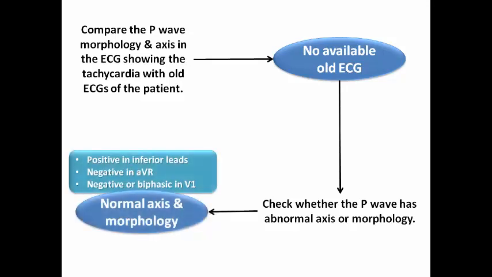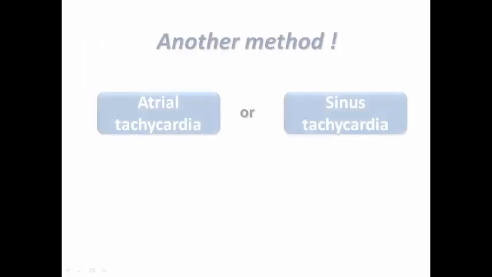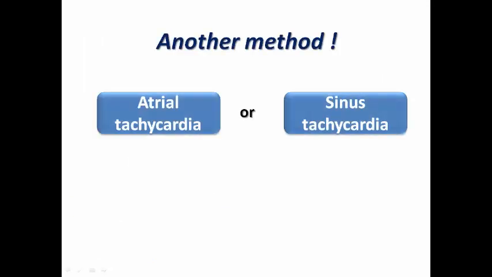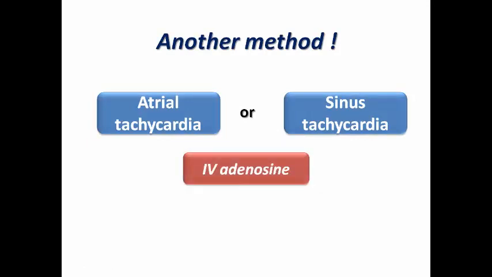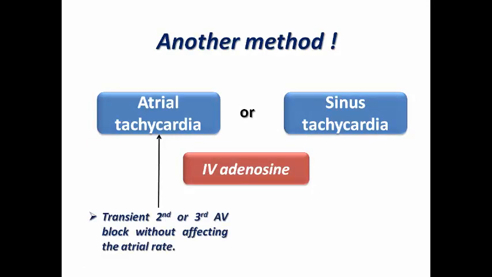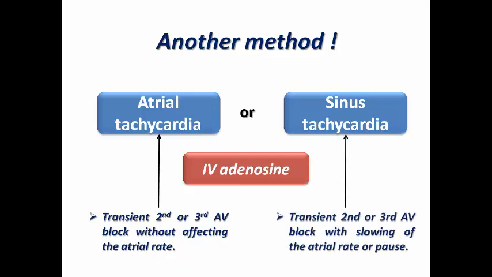But if the axis of the P wave is positive in inferior leads, negative in AVR, negative or biphasic in V1, it is just normal axis and morphology, and so it is sinus tachycardia. Sometimes it may still be difficult, and at that time we may need to use another method like giving IV adenosine. IV adenosine in atrial tachycardia leads to transient second or third degree AV block without affecting the atrial rate. Whereas in sinus tachycardia, it shows the same AV block but with slowing down of the atrial rate or even transient pause of the SA node. So adenosine can slow down or cause transient pause of the SA node, but it doesn't do the same in atrial tachycardia. So sometimes adenosine will be used to differentiate between sinus and atrial tachycardia.